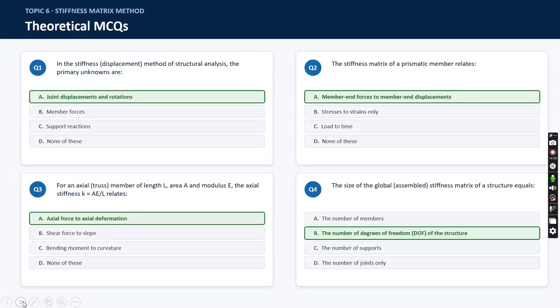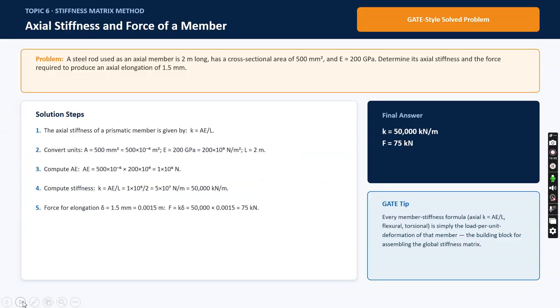For an axial truss member of length L, area A and modulus E, the axial stiffness K is equal to AE by L, relating axial force to axial deformation. Option A is the right answer. The size of the global stiffness matrix of a structure is equal to the number of degrees of freedom, DOF, of the structure. Option B is the right answer.